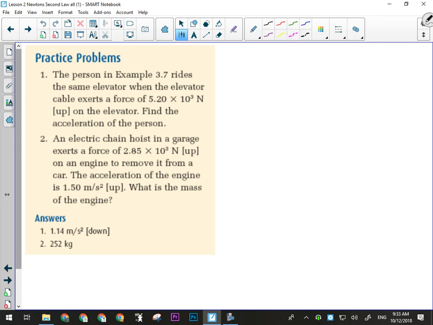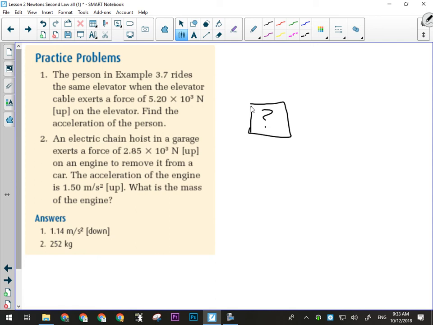So at the end of the day, we're working on the electric chain hoist question here, and we notice there's a couple of problems with the information we're given. As we try to draw the free body diagram for this, we realize we don't know what the mass of the engine the hoist is lifting.